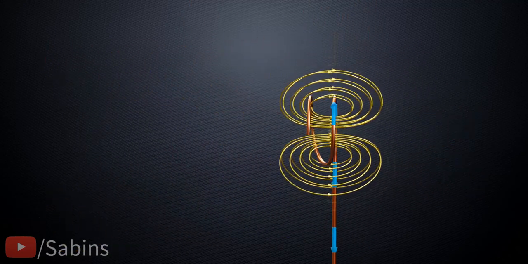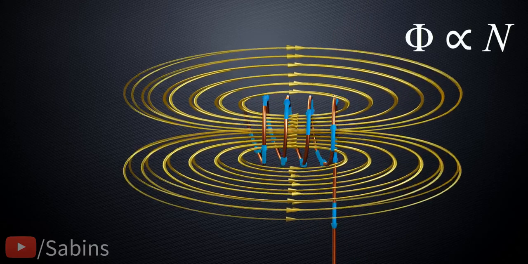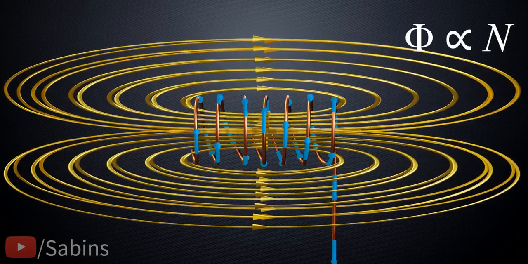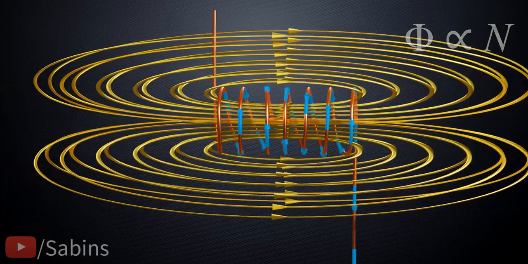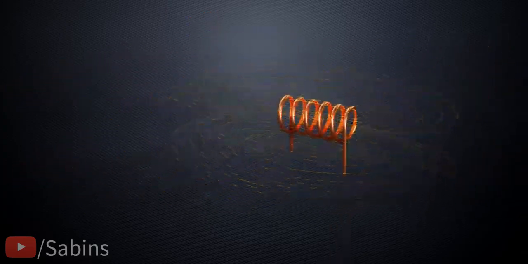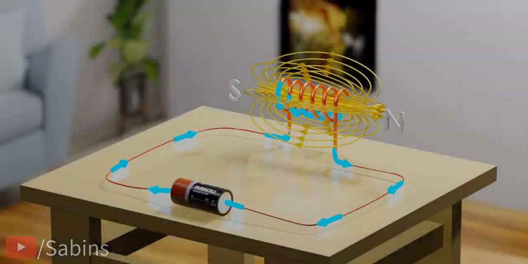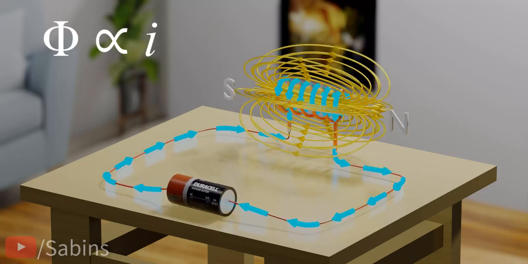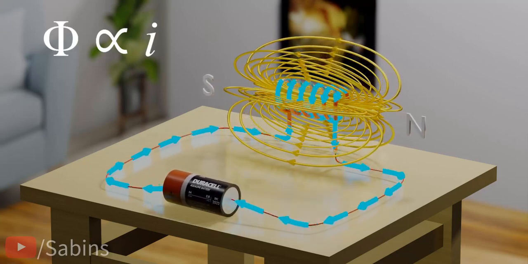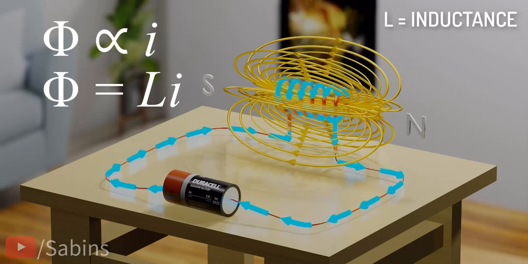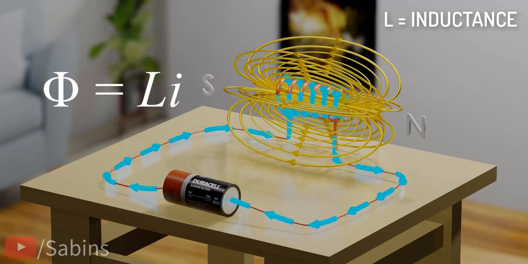Clearly, simply by increasing the number of loops, we can increase the magnetic flux. We can also increase this magnetic flux by increasing the current through the coils. A constant called inductance connects the magnetic flux and the current's value. The value of inductance depends purely on the geometry of the coil.